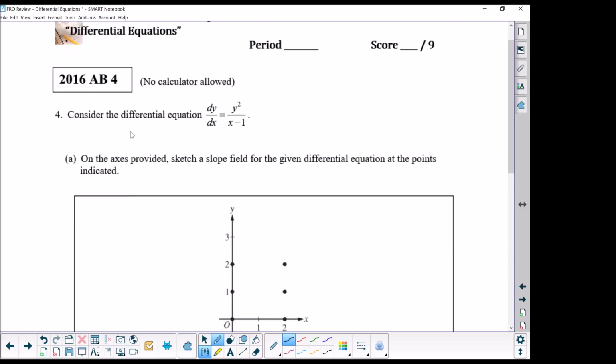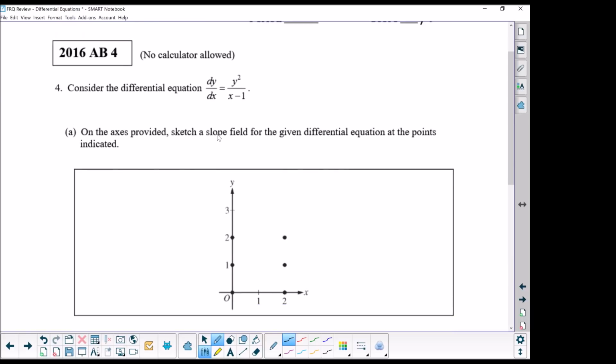So it's very likely you're going to have a problem where you're going to solve a differential equation and find its particular solution. This particular problem starts off with this pretty tame differential equation, dy/dx equaling y squared over x minus 1. And the first part is asking us to sketch the slope field on the axes provided.